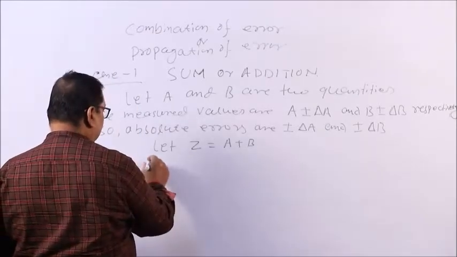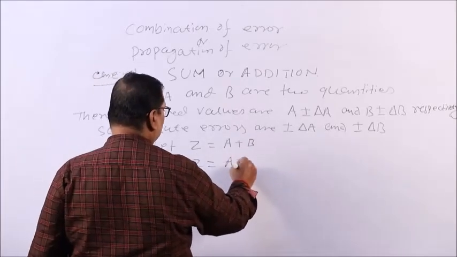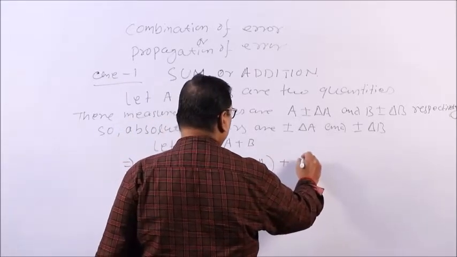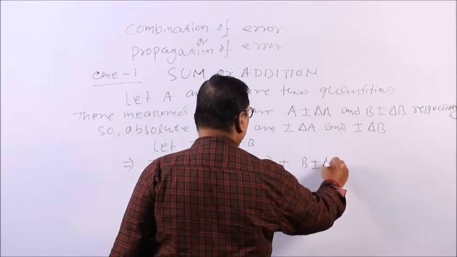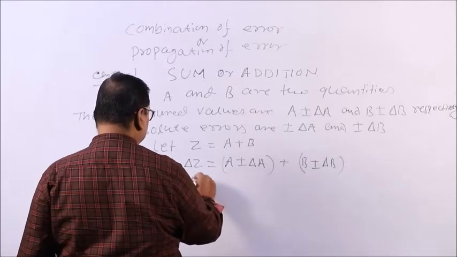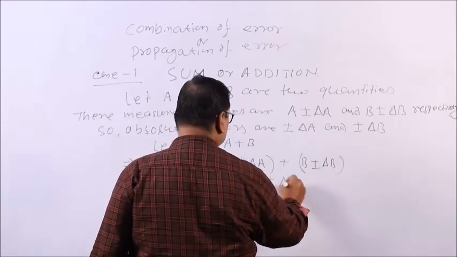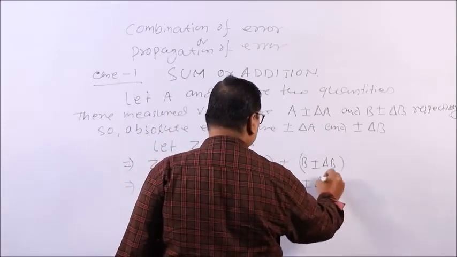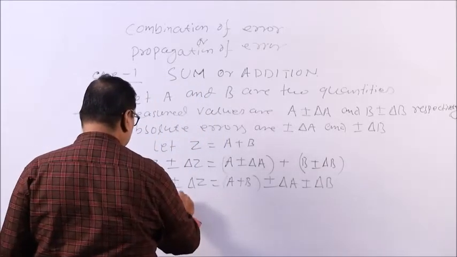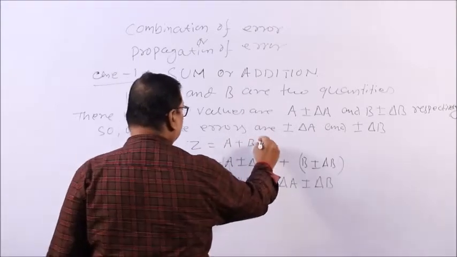Then Z plus minus delta Z equals A plus minus delta A plus B plus minus delta B. Z plus minus delta Z equals A plus B plus minus delta A plus minus delta B. This implies, Z plus minus delta Z, where A plus B equals Z from equation 1.